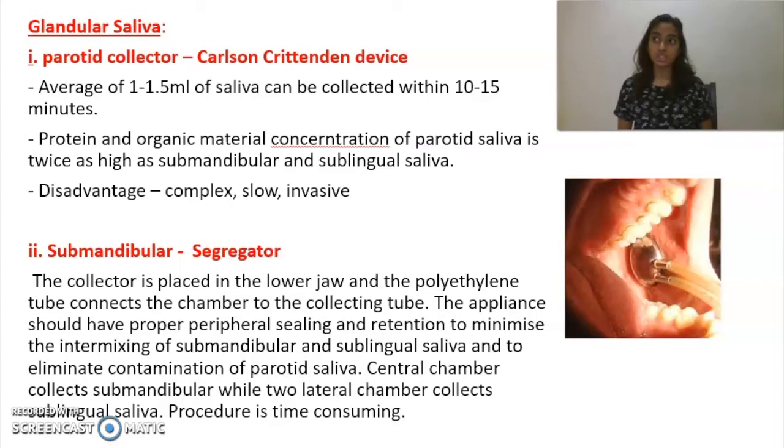Now, if you are interested in collecting saliva from the submandibular gland and the sublingual gland, we use a segregator. A segregator has two chambers. The central chamber will collect saliva from the submandibular gland, and the two lateral chambers will collect saliva from the sublingual gland. But this procedure is time consuming.